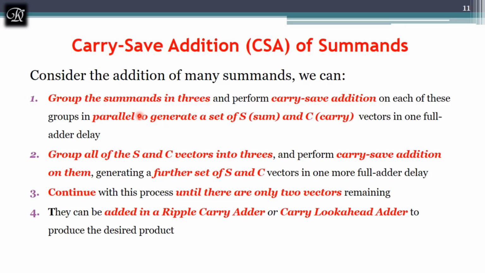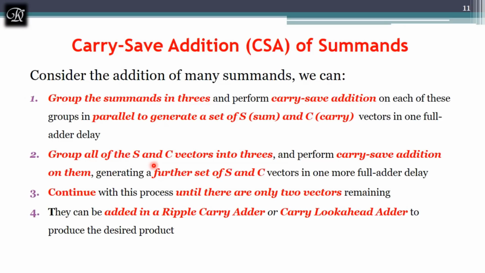The rule is like this: group the summands in 3 and perform the carry save addition on each of these in parallel and generate a set of sum and carry vectors in one full adder delay. It means here the job is to speed up the task. So to do that, we are going to group them and perform the task parallelly, so that all the tasks can be done in a given time.